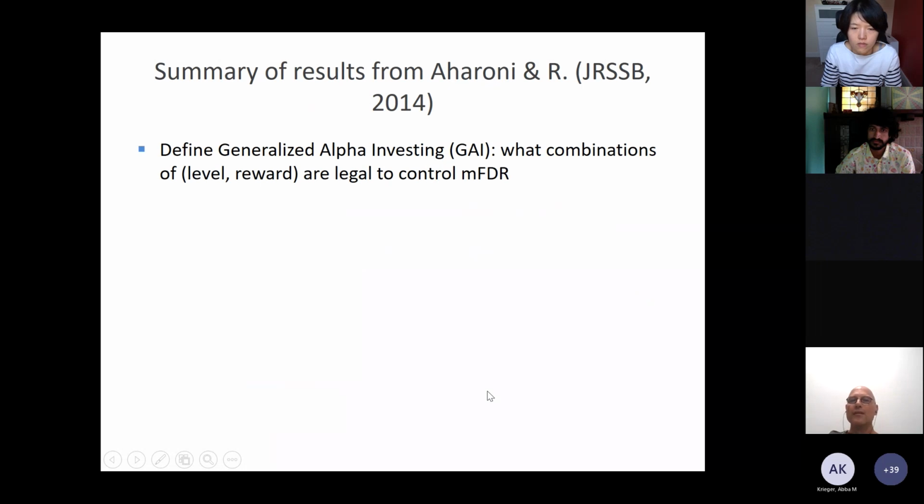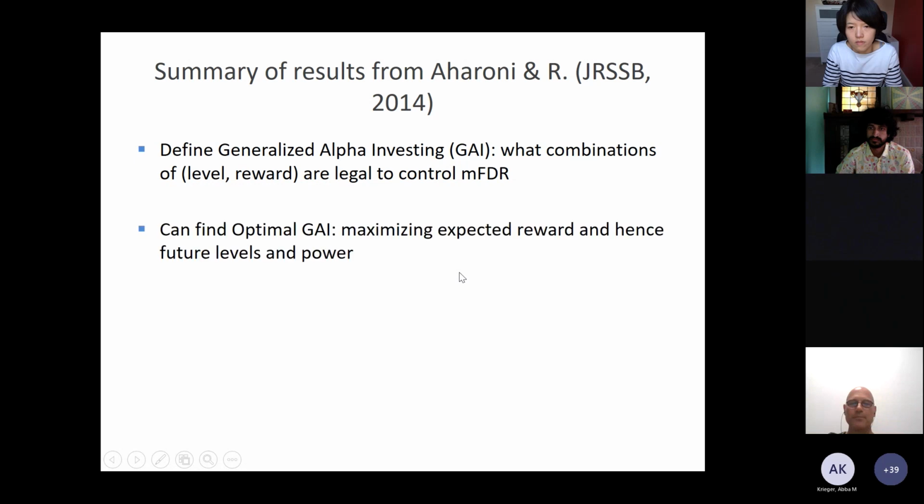So, a summary of our results from the 2014 paper. We examined what combinations of level and reward are possible. We called it generalized alpha investing because we took the alpha investing paradigm and asked: there's a specific recipe, but what other recipes can we design that take different combinations of the level at which tests are being done and the rewards in case we reject? So we defined generalized alpha investing, which examines what combinations of level and reward are possible and still control MFDR.